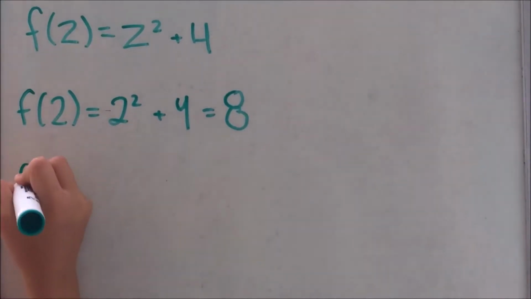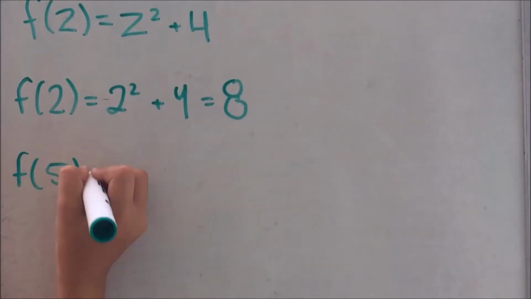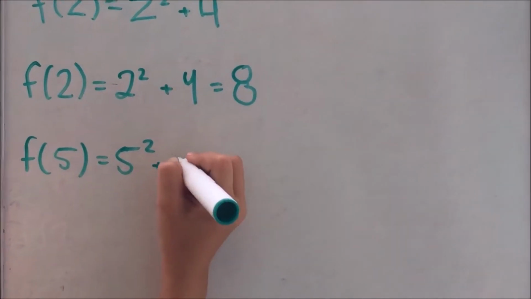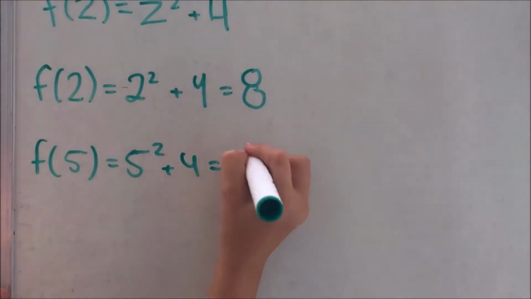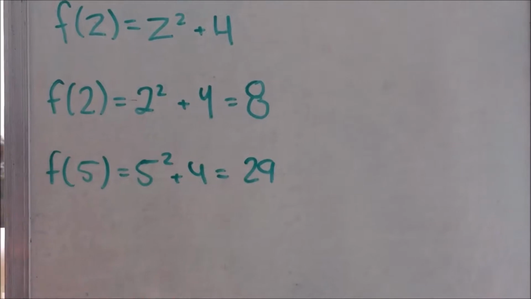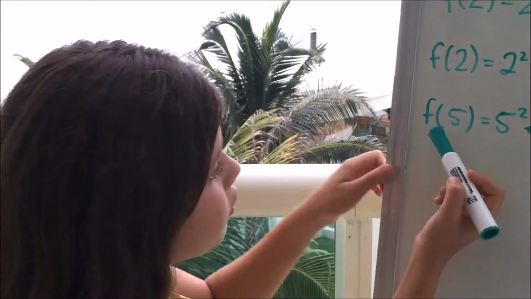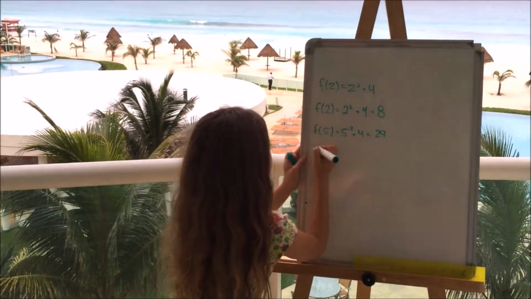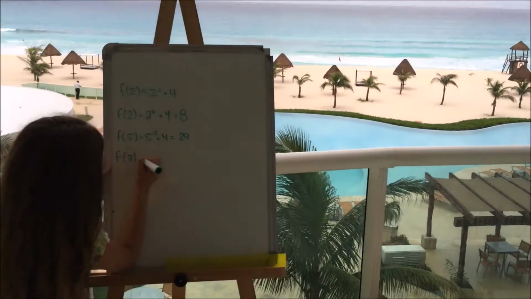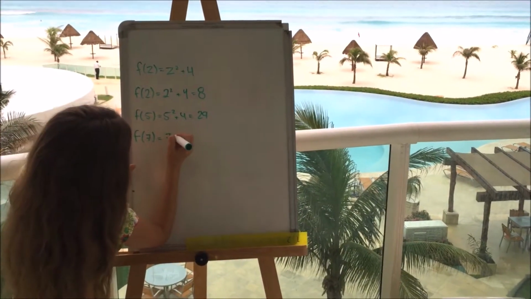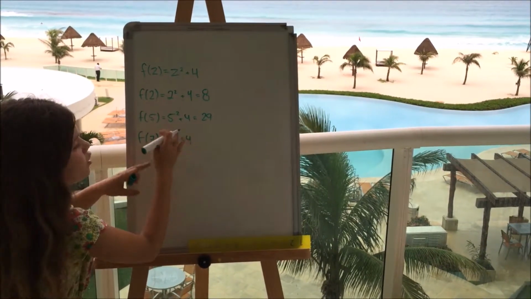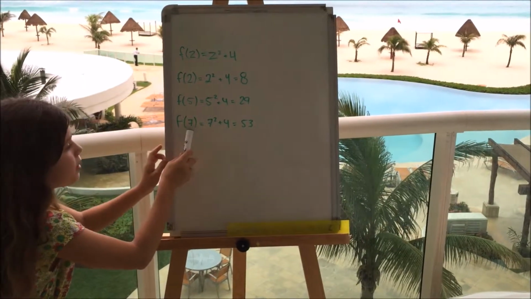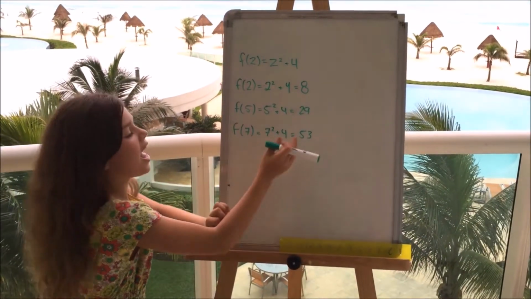Okay, next. f of 5, let's say, equals, so 5 squared plus 4, the machine's doing its work, 29. So 29 is the output, and 5 is the input, so 5 input, the machine does its work, 29 output. Let's do one more example. f of 7, okay, let's try that. So 7 squared plus 4, the machine's doing its work in here, and then we get 53. So, input, machine doing its work, output.